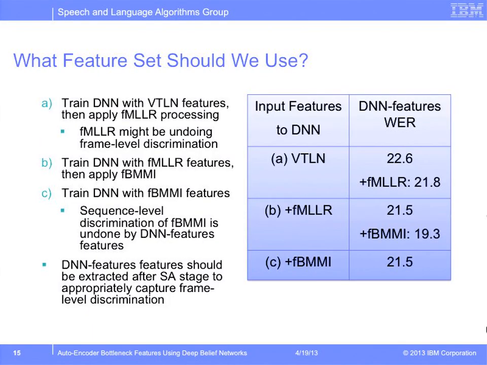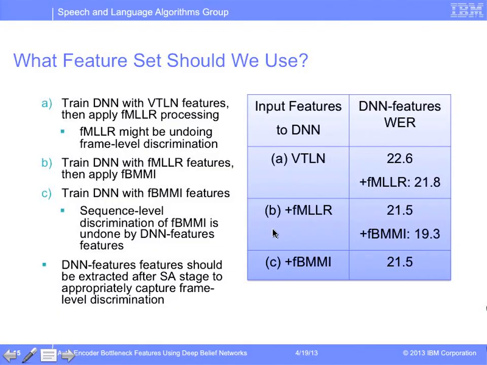Another thing we explored is, what feature should we actually use to train the network with the DNN? So you could imagine training using VTLN features to train the network. Then once you're done with that, you do ML training here. And then you could continue through with speaker adaptation, applying FMLR, for example. Or what you could do is train the network with FMLR features, and then, after that, apply discriminative training.